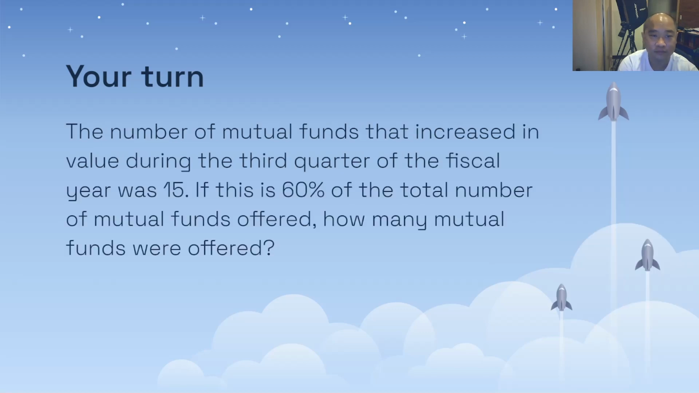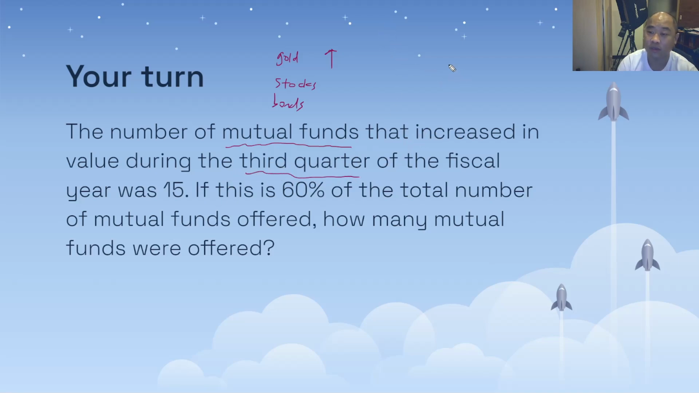Well done. Your turn again. Let's say the number of mutual funds that increased in value during the third quarter of a fiscal year was 15. So what is going on here? Well, a mutual fund is like when you give money to these people who run the mutual fund, and what they do is they invest it into things like stocks or bonds or maybe even gold, like commodities. And they are trying to increase the value of your money. And let's say that it did increase in the third quarter.